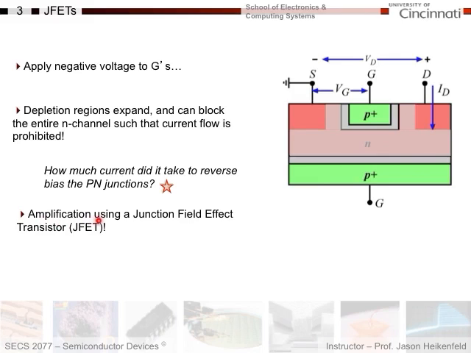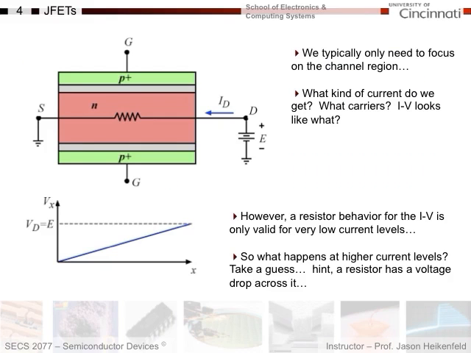So I get amplification using what is called a junction field effect transistor. It's based on junctions. Because the current's so low, it's basically primarily based on voltage that modulates this. So it's a field effect, electric field type effect, and it is a transistor, hence the term JFET.